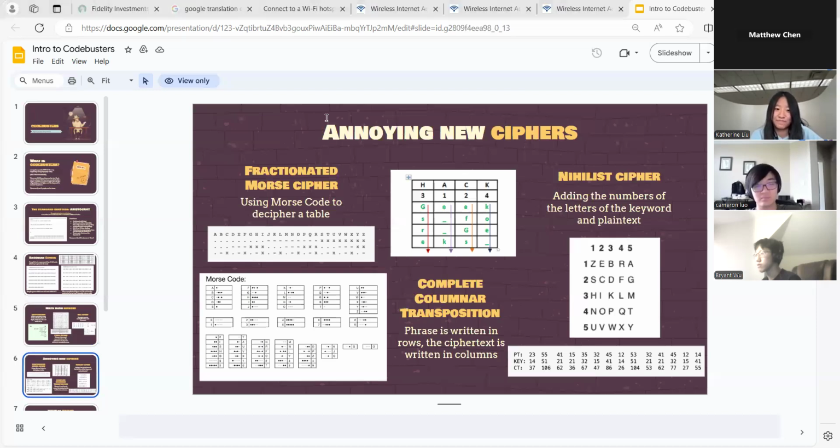Okay, and then there are some new ciphers. Well, they're not, they're like 1 year new. Okay, yeah.